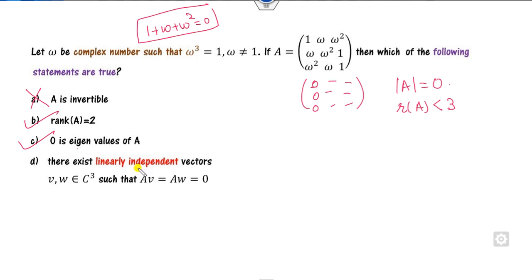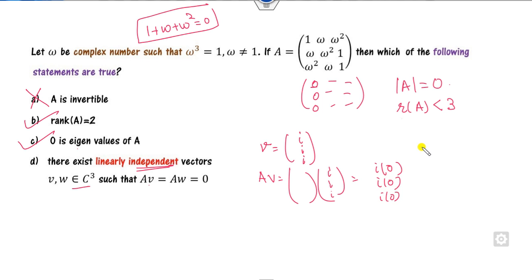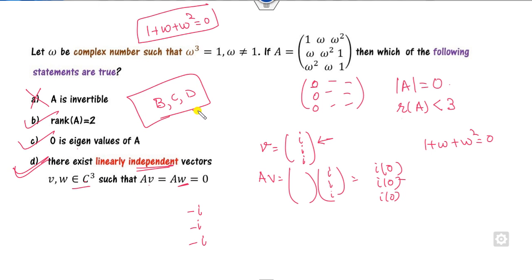There exists a linearly independent vector such that this of this. I think that's very simple. V is a complex number, so I can simply take iota, iota, iota. So what will happen of the AV? It will be iota times 0, iota times 0, because 1 plus omega square is 0. So this is satisfied. Similarly, you can take minus iota, minus iota, minus iota. So this is also the correct answer. B, C, D are the correct options.